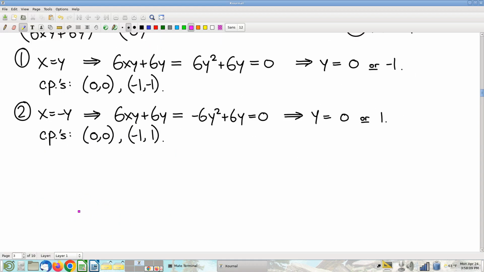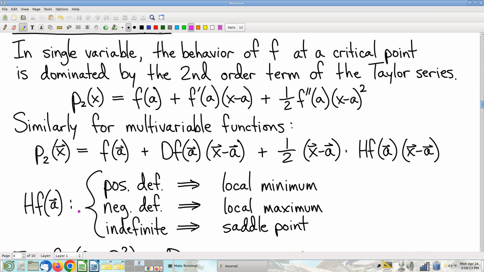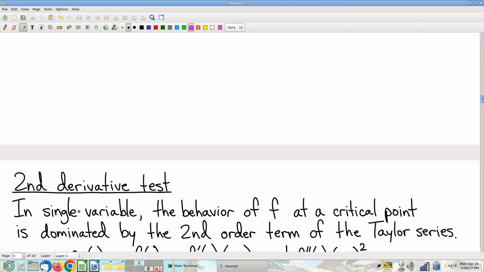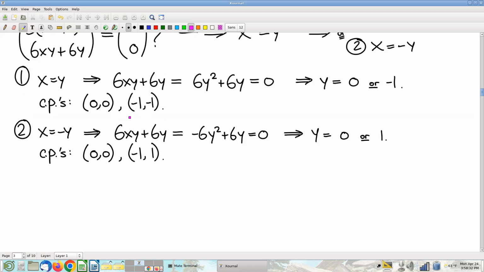Okay. So heads up with that algebra. Second derivative test. This is while we were looking. Oh yeah, question. We're solving these simultaneously. Yep. Yeah, absolutely. We have to find points that satisfy both of these equations at the same time. That's right. All right.